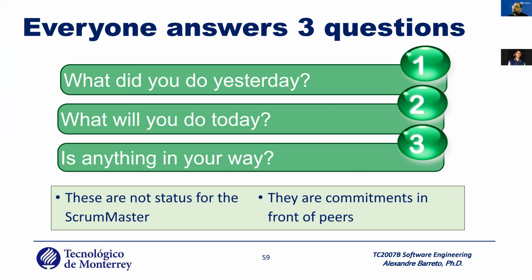It's not a status report for the Scrum Master. You don't talk to the Scrum Master; you talk to the team, because the other guys may have tasks that depend on yours. It's important to know how you are doing, what you do, and the problems that you face. After this meeting, it's a commitment. You have a commitment in front of your peers. When you say, I did this thing yesterday, I will do this thing today, you are committing to what you do.